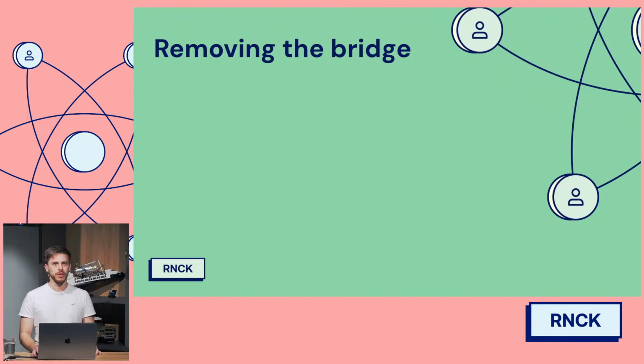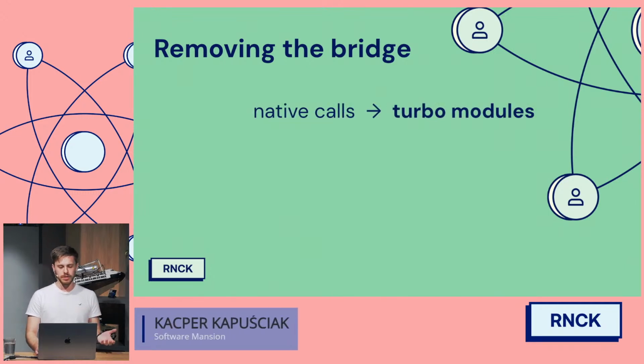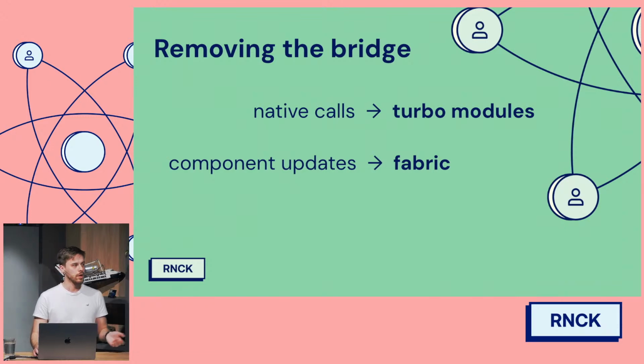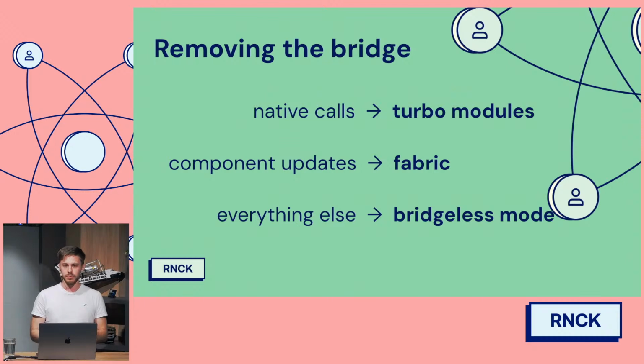Bridge is a way of passing the data between the JS side of the app and the native side and back. And they've removed the bridge in the new architecture, at least the native parts, like native calls with turbo modules, and it's using JSI underneath. Next part was to remove the bridge from updating the components, and that was possible by introducing the Fabric renderer, which also uses JSI underneath. And the third part was everything else, so for example, error messages, error handling, and event emitters, and that's all called bridgeless mode.